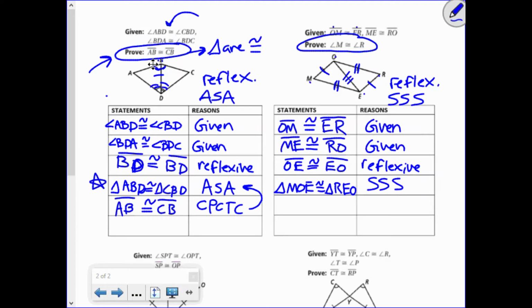And then lastly, again, because this is a small picture proof, I want to make sure I finish with the corresponding parts of these triangles being congruent by the CPCTC rule. Corresponding parts of congruent triangles are congruent. Alright, 2 more.